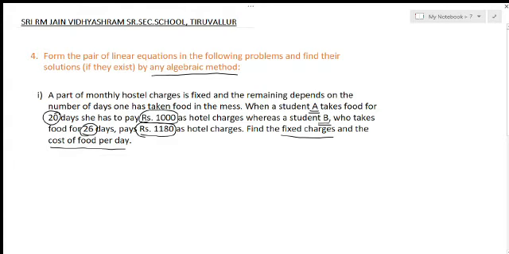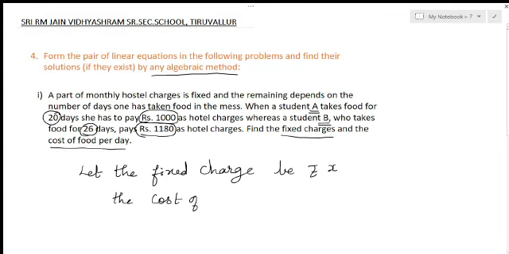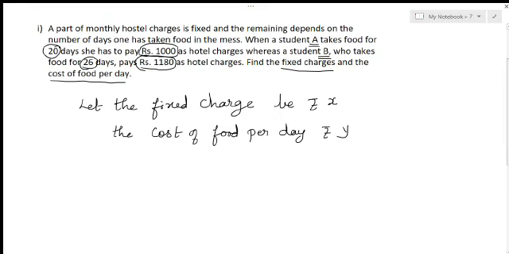So let us consider first, let the fixed charge be rupees x. The cost of food per day be rupees y. So according to the question given, let me frame the equation. Now the fixed charge is common. So x plus, see student A.